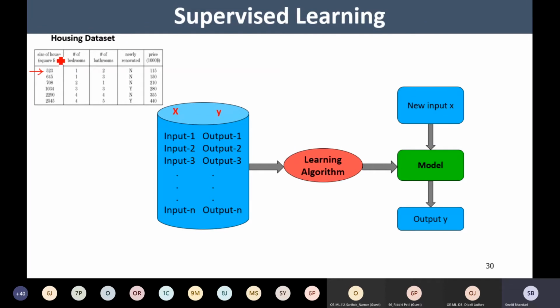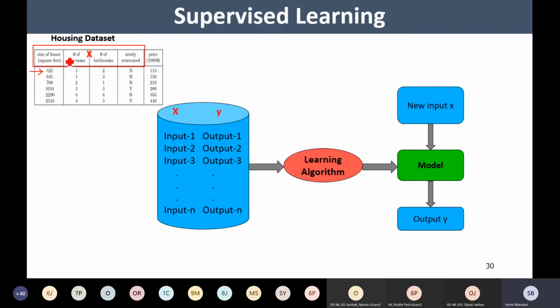In this data set, the first 4 columns represent my input X: size of house, number of bedrooms, number of bathrooms, and whether the house is newly renovated. These 4 are the parameters, the properties, the attributes of every house. I know the values for all those attributes for the different houses. Here we have listed the values for 6 houses.